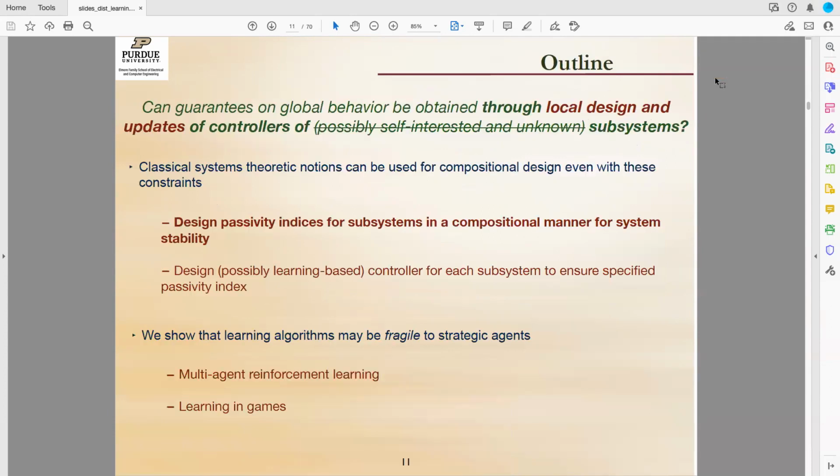So in the first part of the talk, I will forget about this notion of self-interested and unknown. I'll still assume that my controllers are completely cooperative. They are all interested in maintaining the system stability. And I'll be talking about how I can design passivity indices for subsystems through this local process in a compositional manner for system stability.